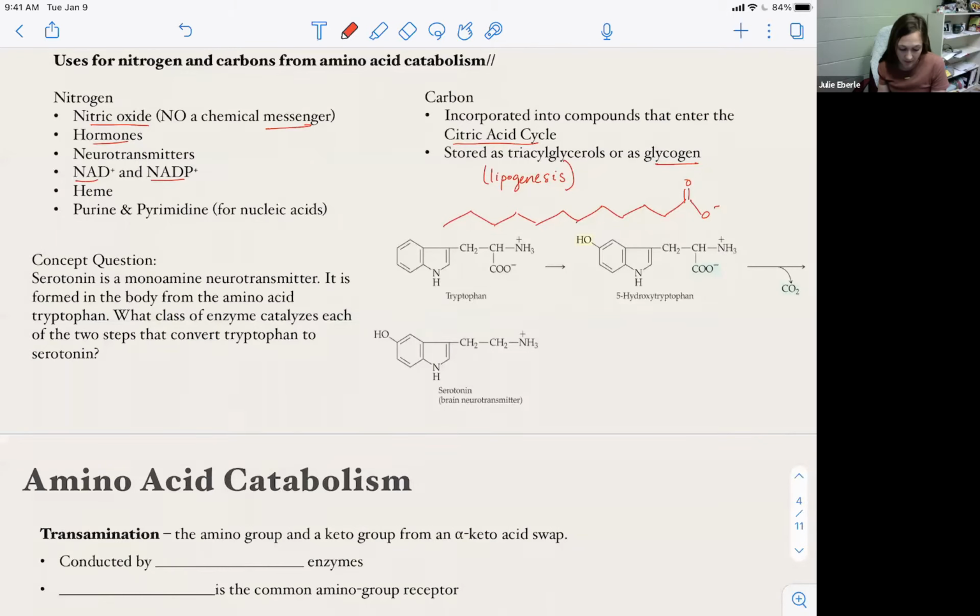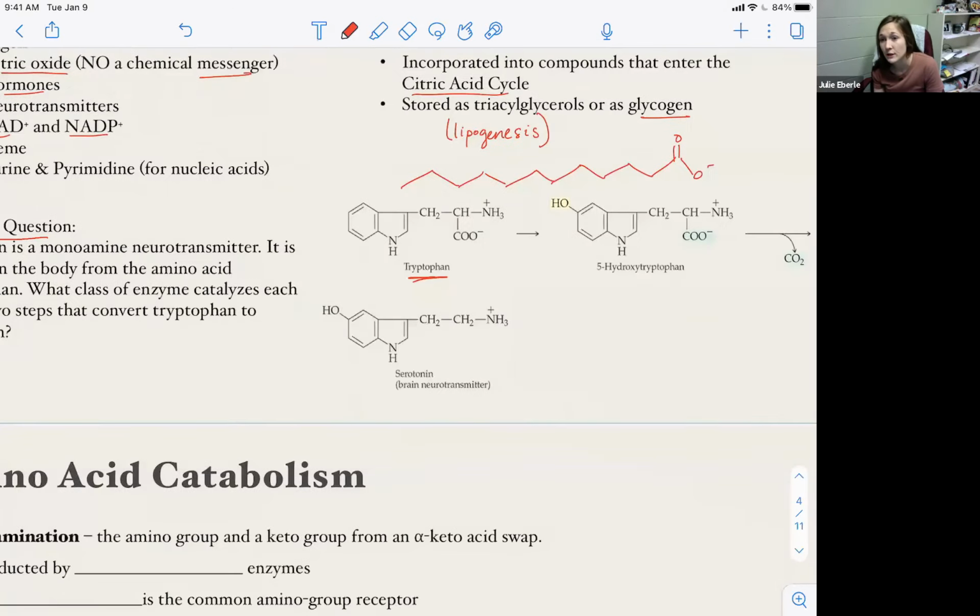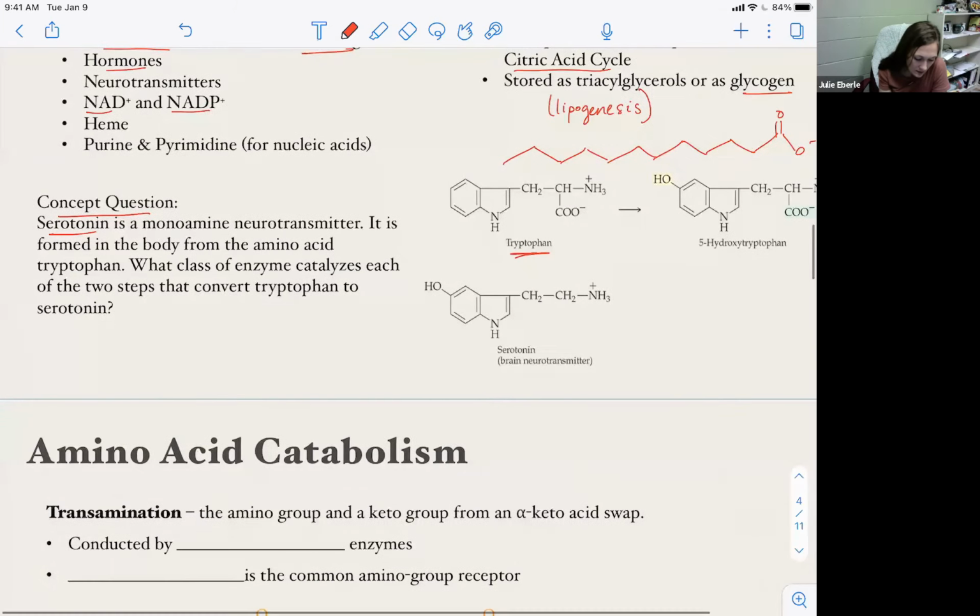All right, so that's the destination for the carbon atoms. So speaking of amino acids and neurotransmitters, different molecules that amino acids can be turned into, I want to read this little question here. So this is actually going to ask you to pull from some of your enzyme knowledge. So serotonin is a monoamine neurotransmitter. And guess what? It looks a whole lot like tryptophan. Tryptophan is an amino acid that is a precursor to serotonin. So it's formed in the body from the amino acid tryptophan. What class of enzyme catalyzes each of the two steps that convert tryptophan to serotonin?